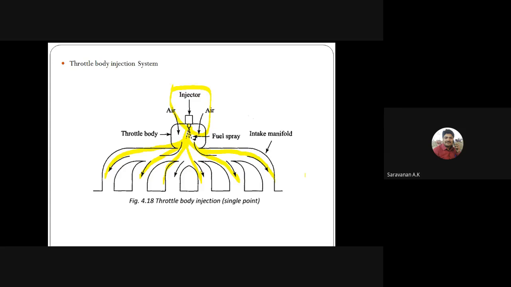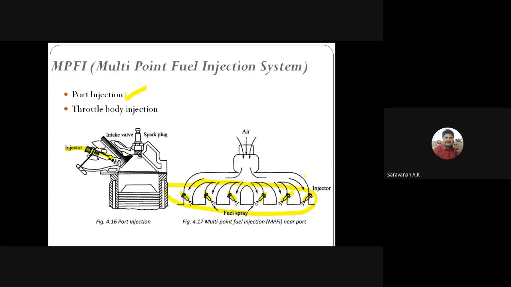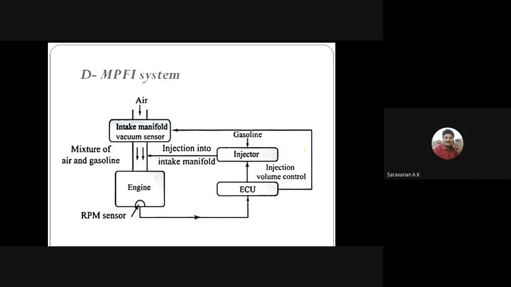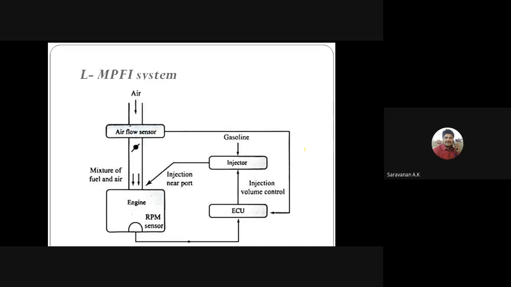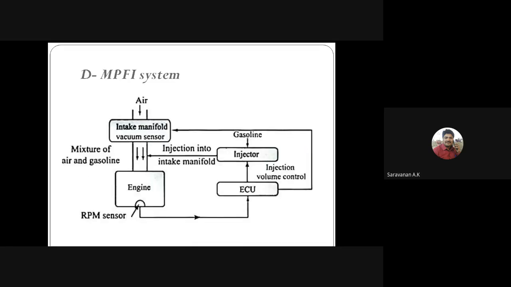We have two types of multi-point injection systems: one is the D multi-point fuel injection system, and the other is the L multi-point fuel injection system. We will see that in the next class.